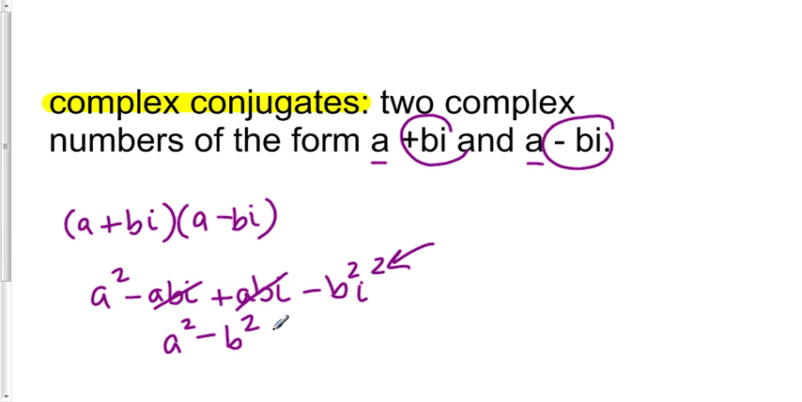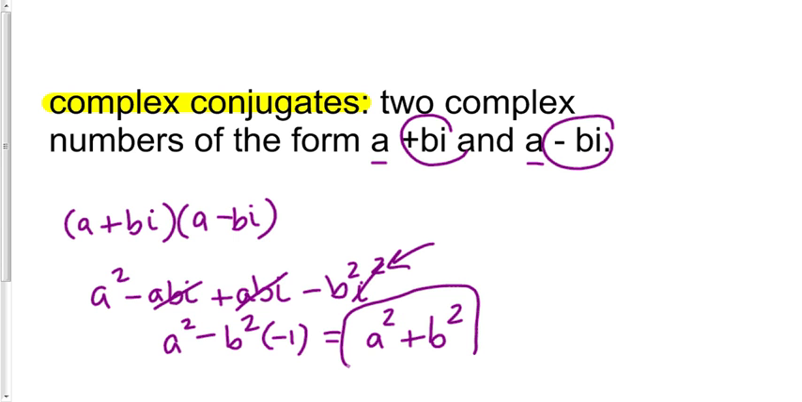i squared should always be turned into negative 1. So i squared becomes negative 1. And now what I really have is a squared plus b squared. This is a formula here, an identity. Anytime you multiply complex conjugates in the form a plus bi times a minus bi, you always end up with a squared, the first number squared, plus b squared, the second number squared. We can use this idea to help us simplify fractions, and that's our last example.